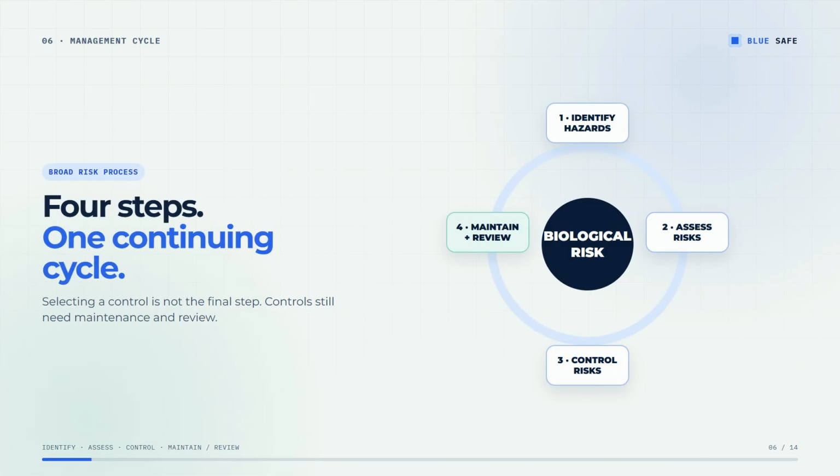Managing biological hazards follows 4 broad steps. First, identify hazards. Second, assess risks. Third, control risks. Fourth, maintain and review the control measures. The steps form a cycle, because a control that was selected still needs to be maintained and reviewed.